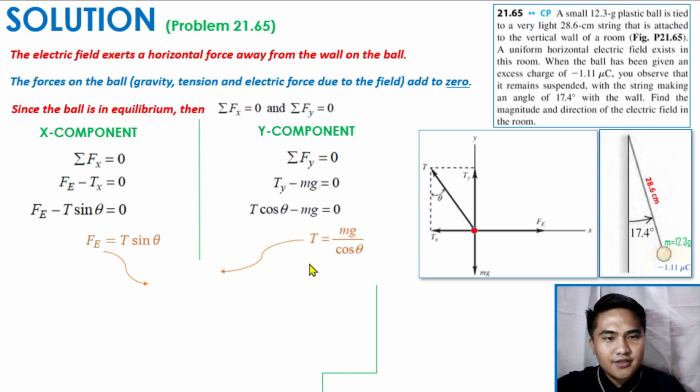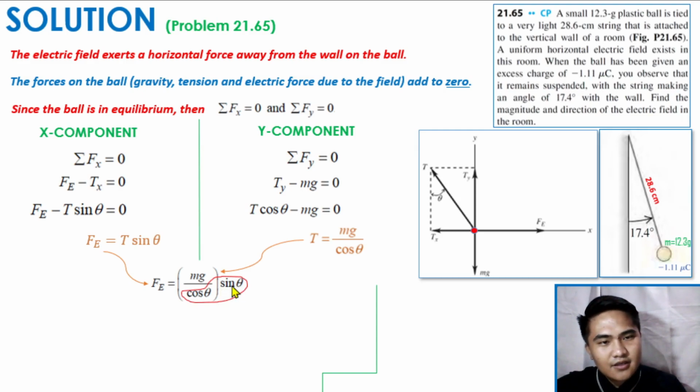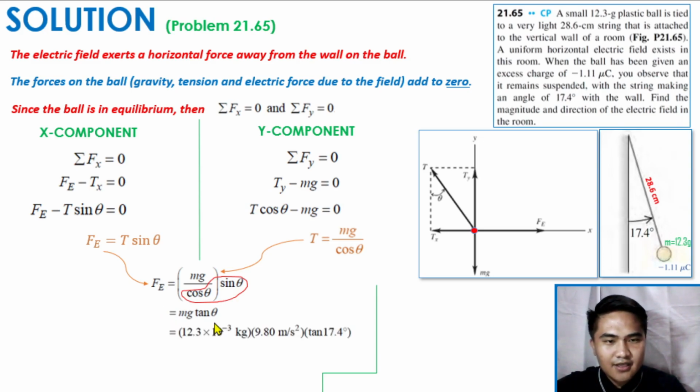Now combining these two equations, we will have the electric force is equal to the quantity weight divided by cosine theta multiplied by sine theta. We just substituted the value of T. We have this sine theta divided by cosine theta, and we know that it is equal to tangent theta. Therefore, we have electric force equal to the weight multiplied by tangent theta.